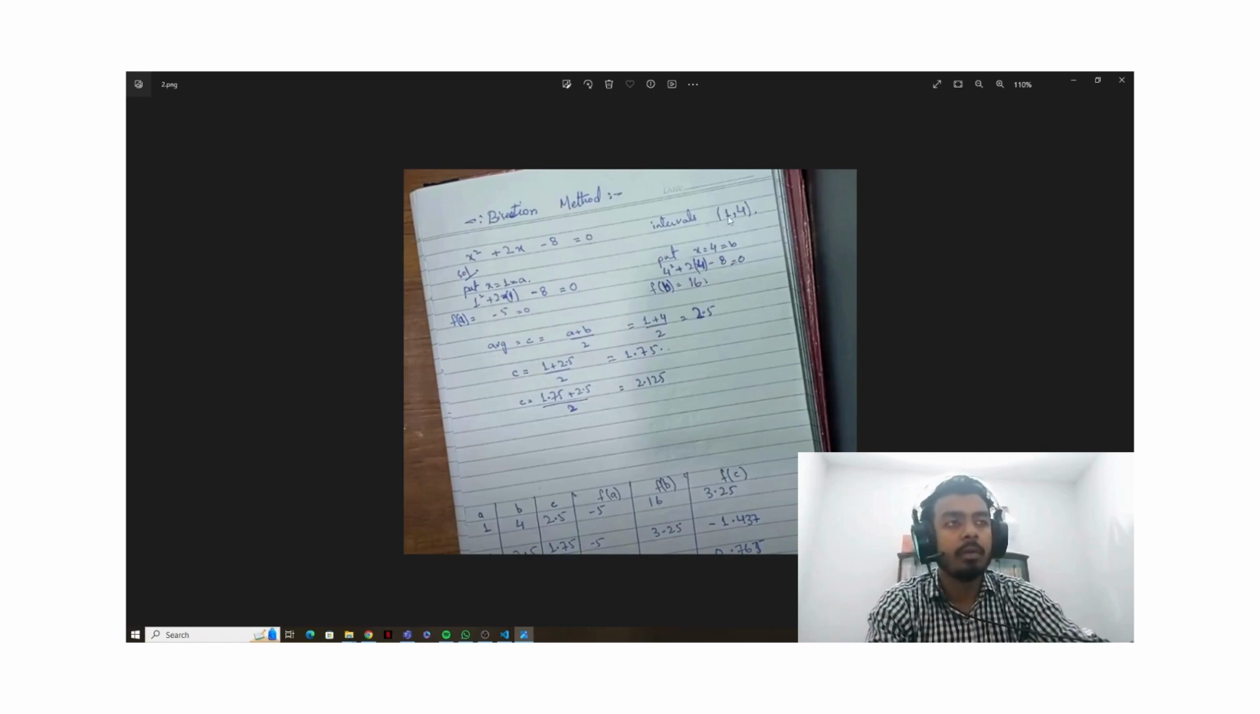Then we got the midpoint by adding 1 plus 4 divided by 2, which is equal to 2.5. That's our average, and then we put this 2.5 into the equation, so we get the function of c. Now, how do we put it?